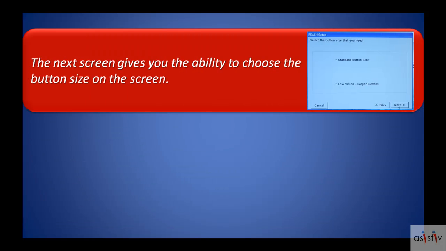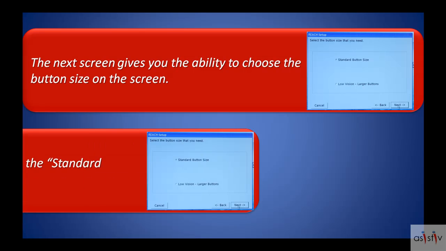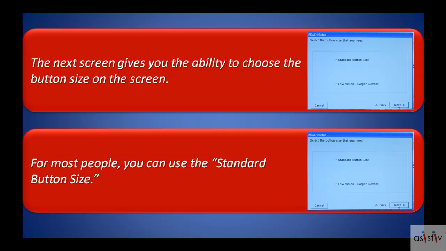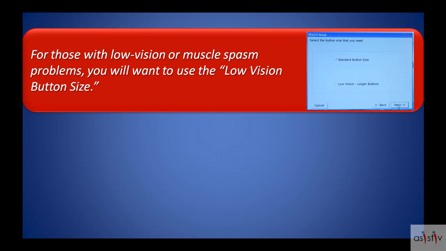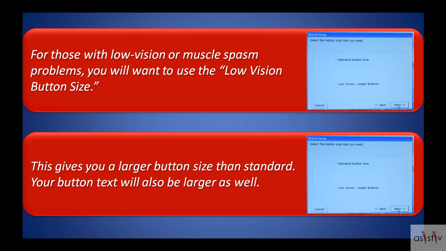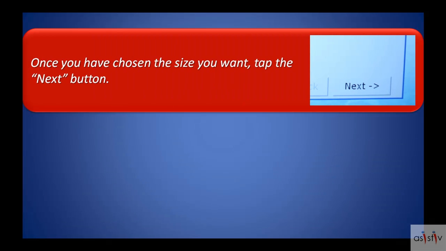The next screen gives you the ability to choose the button size on the screen. For most people, you can use the standard button size. For those with low vision or muscle spasm problems, you will want to use the low vision button size. This gives you a larger button size than standard. Your button text will also be larger as well. Once you've chosen the size you want, tap the next button.